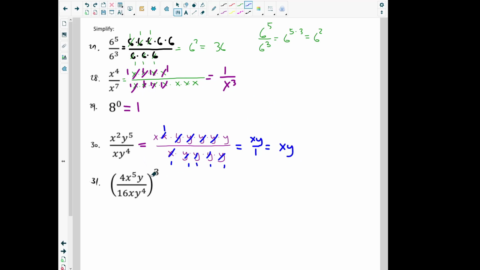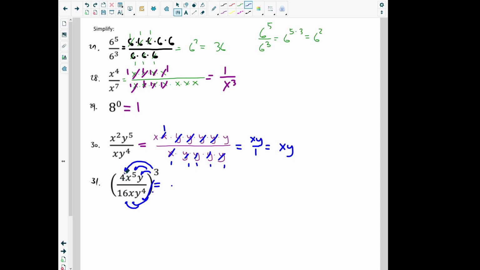Okay, here we're going to use the power. We could write this out 3 times. We could write this parentheses 3 times and do it that way. That is the long way. I'm going to do the short way for this one. So you can multiply this exponent by the exponents of all the variables in the top and the bottom.